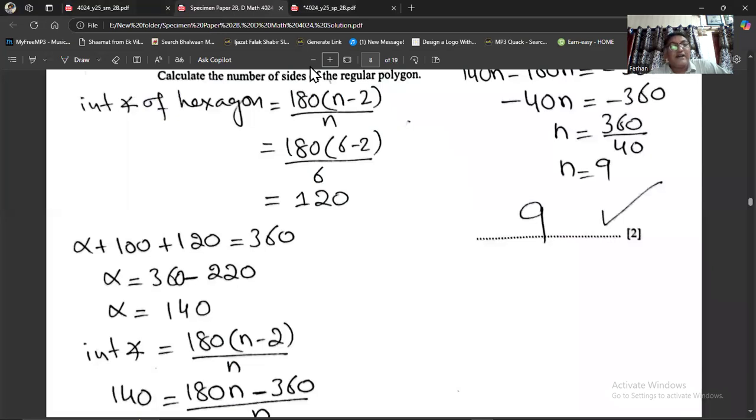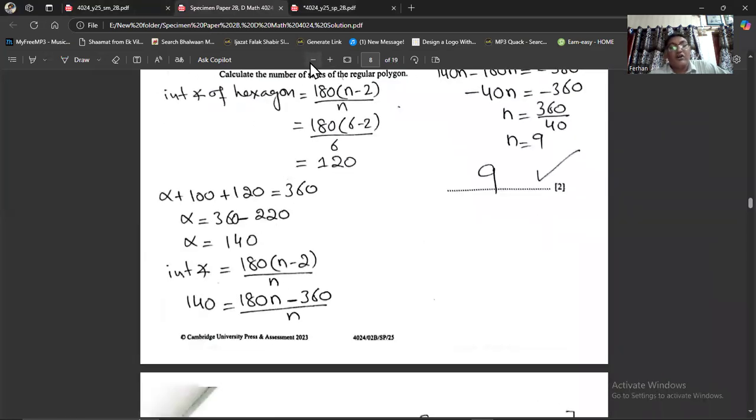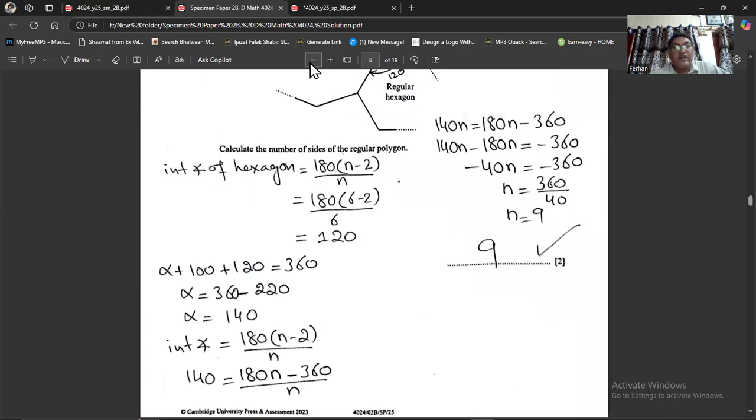So now I know that the internal angle of that regular polygon is 140. So you know that the internal angle of a regular polygon is equal to 180 bracket start n minus 2 bracket close divided by n. So it's 140 equals to 180 n minus 360 divided by n. So this n will go on the other side if it multiply with 140. So 140 n is equals to 180 n minus 360, 180 n minus 180 n, 140 n minus 180 n is equals to minus 360. So minus 40 n is equals to minus 360. Minus minus will be cancelled from both the sides.